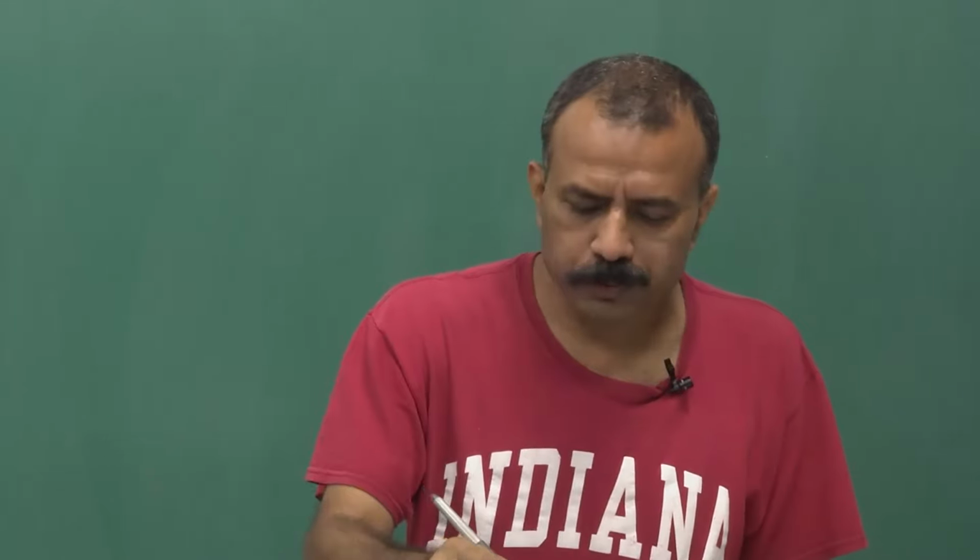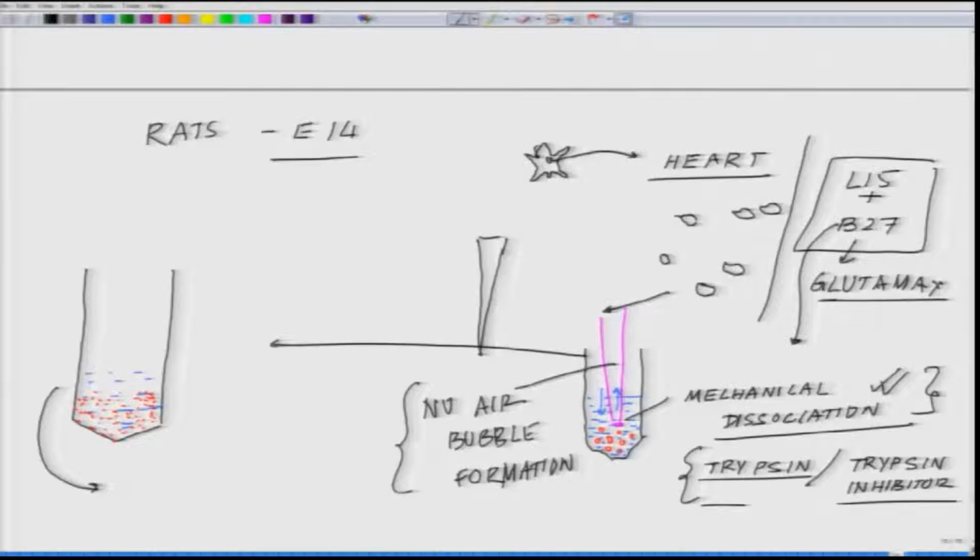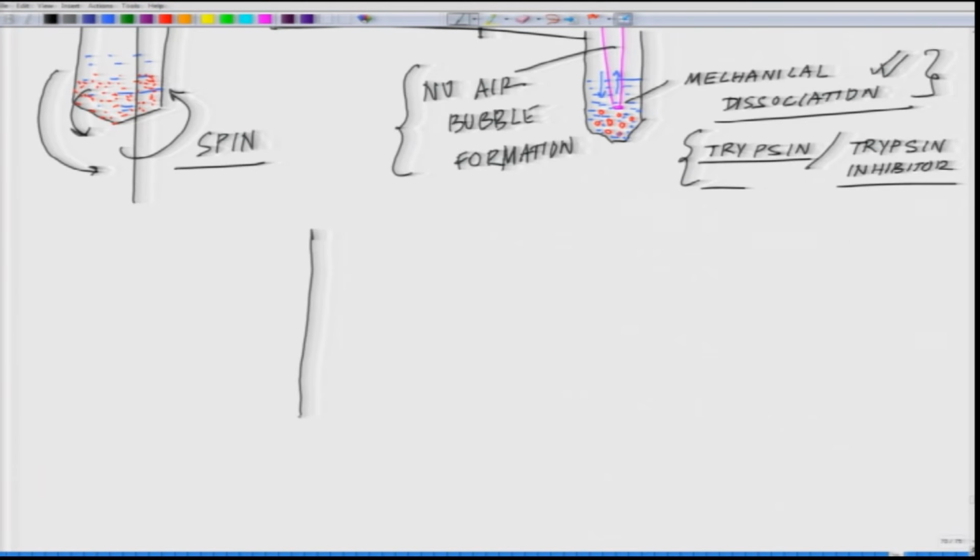From here what you do, you take this for a spin. Spin it down. Once you spin it down, what you are going to obtain is something like this. You have your medium, and this spinning is fairly robust. You can go for 500 RPM for 5 minutes or 10 minutes, that is more than enough. You just have to pellet it. So, here you have the pellet.